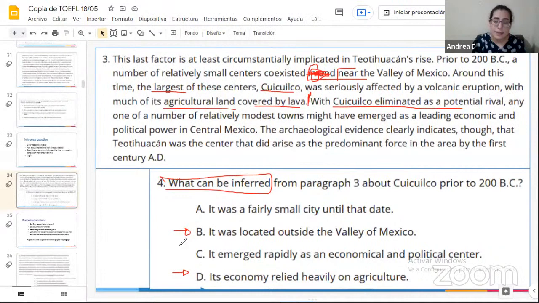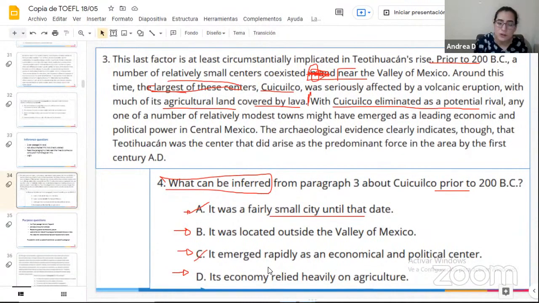Now for option A and C, you don't really have that much evidence to support that. A says it was a fairly small city until that day. We're looking at prior to 200 BC, right? So it wasn't a small city. It was one of the largest cities, the largest of the centers. So it couldn't be A. We don't have that evidence. And C, it emerged rapidly as an economic and political center. So again, it's out there, but it's kind of up in the air. We don't have evidence to support this.